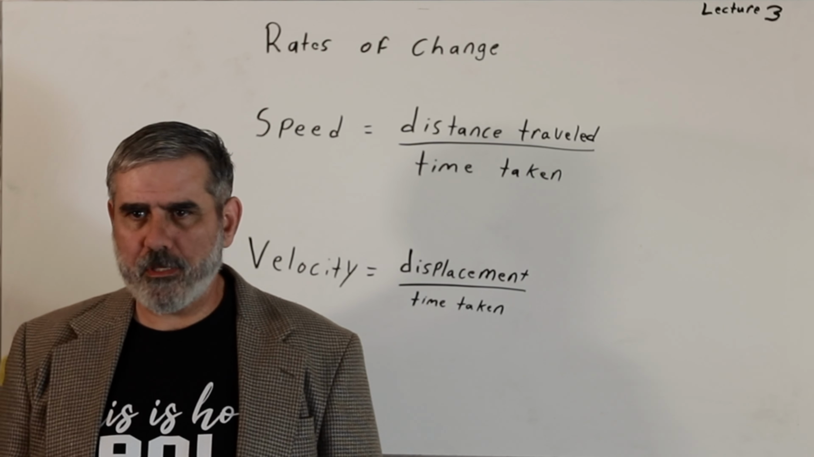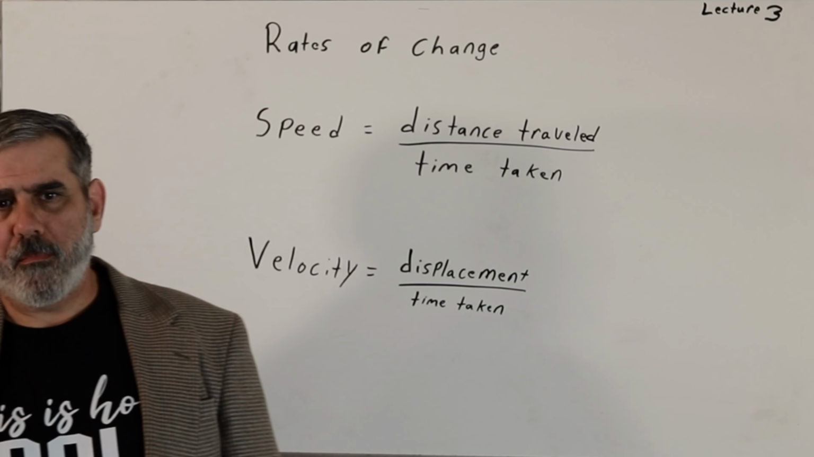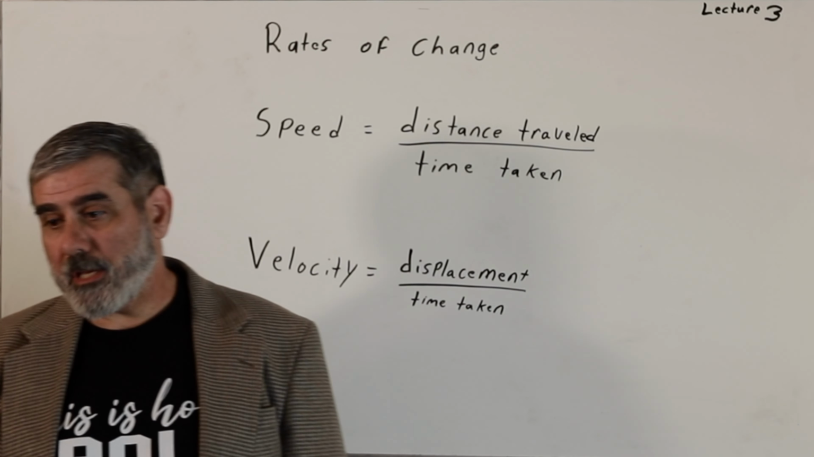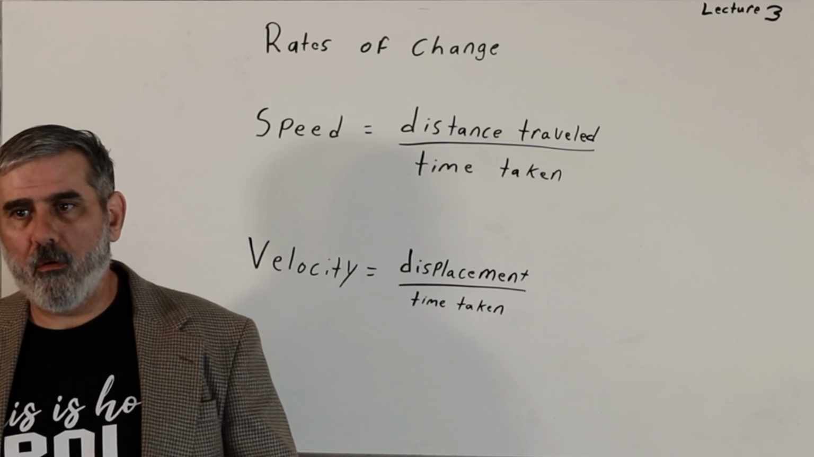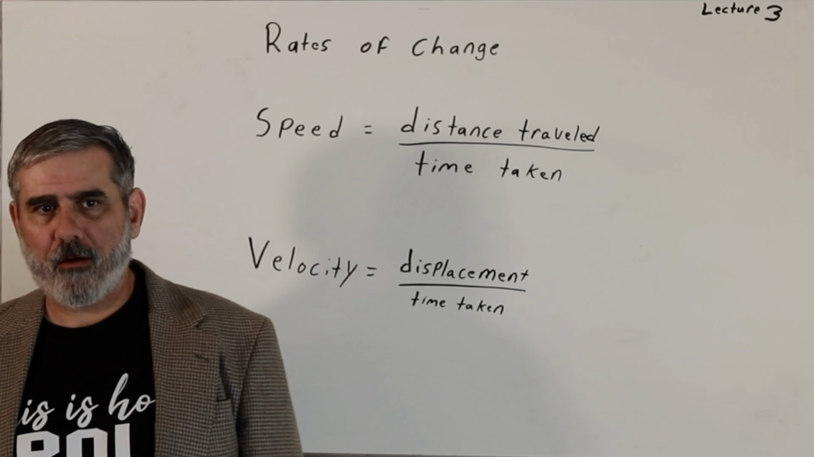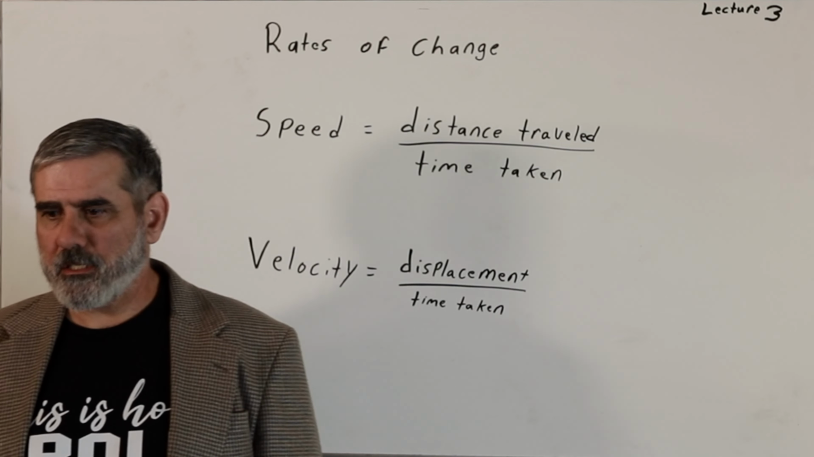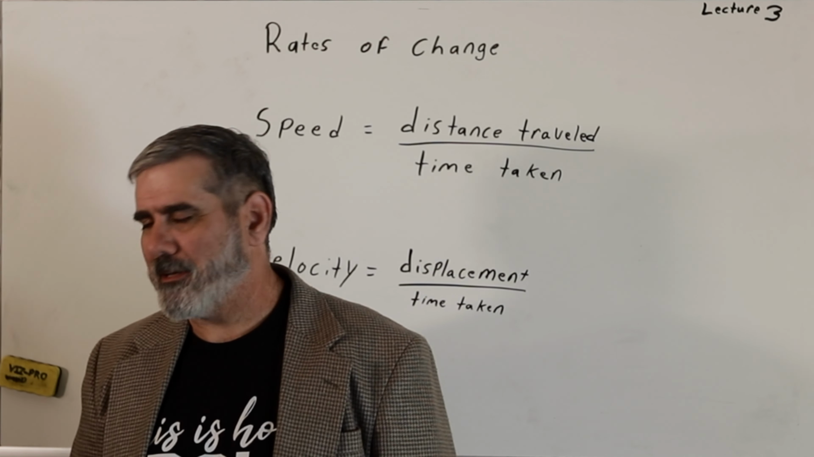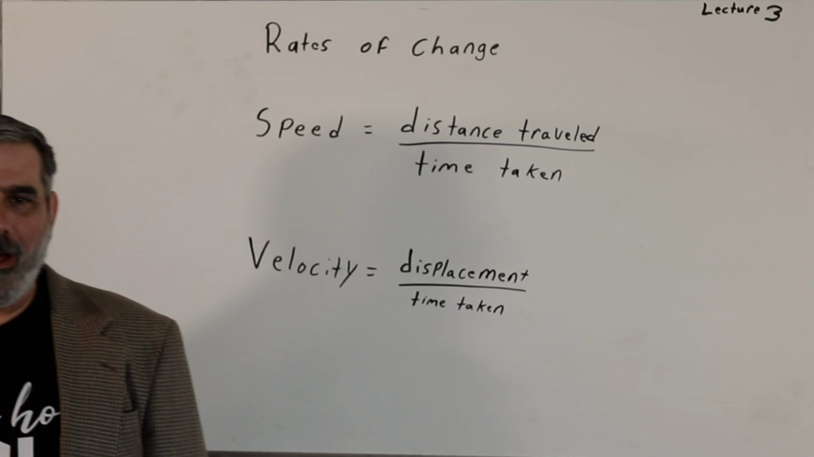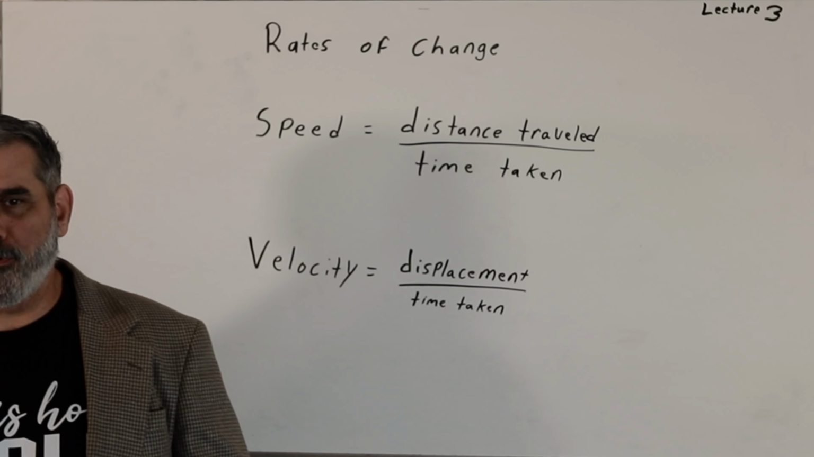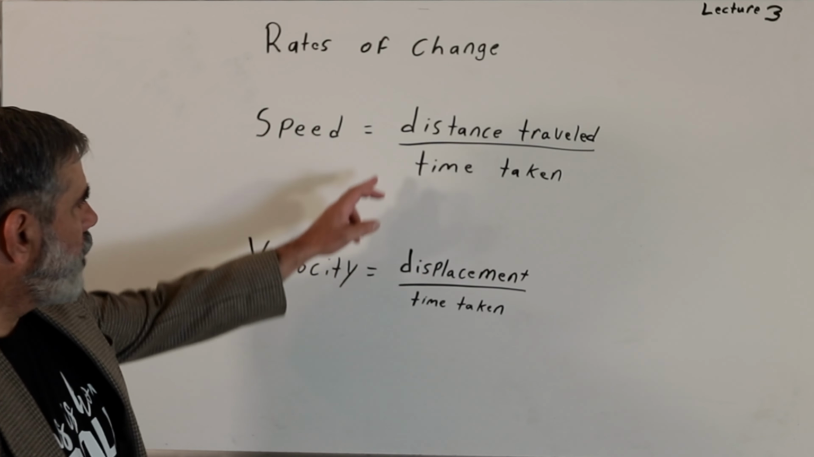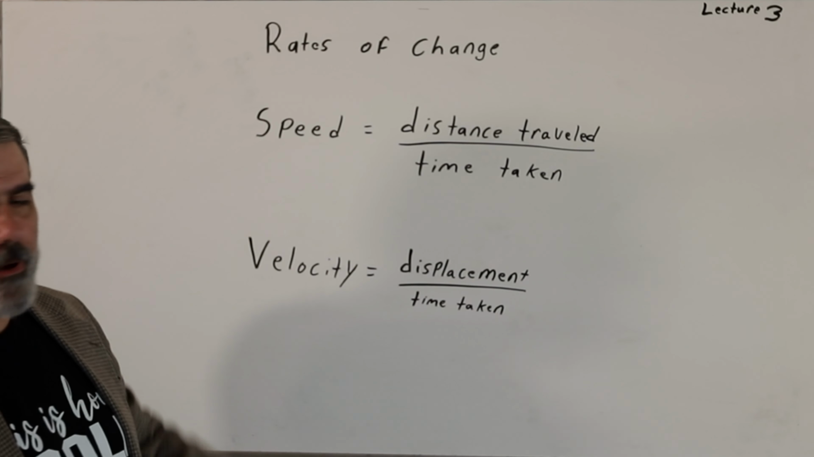You're probably familiar with this if you've ever gone for a trip in a car. You might travel at 60 miles per hour. That's roughly 1 mile, exactly 1 mile per second. That tells you how far you go per unit of time. So if you've traveled for, say, 100 seconds, how far have you gone? If you're going 60 miles per hour and you've traveled for 1 hour, how far have you gone? You've gone 60 miles. If you travel for 2 hours, you've gone 120 miles. So the formula for that is just distance traveled divided by time taken.